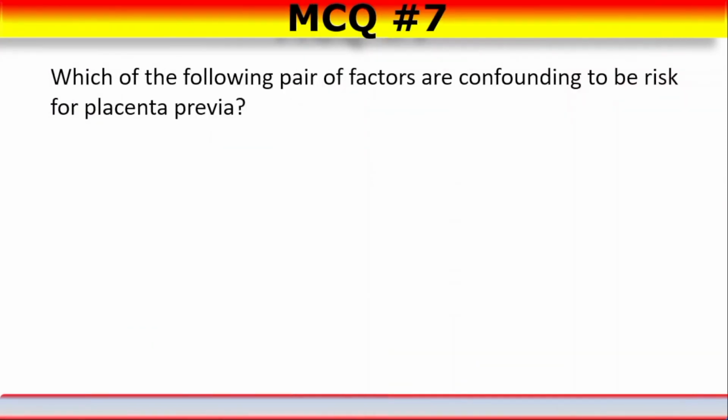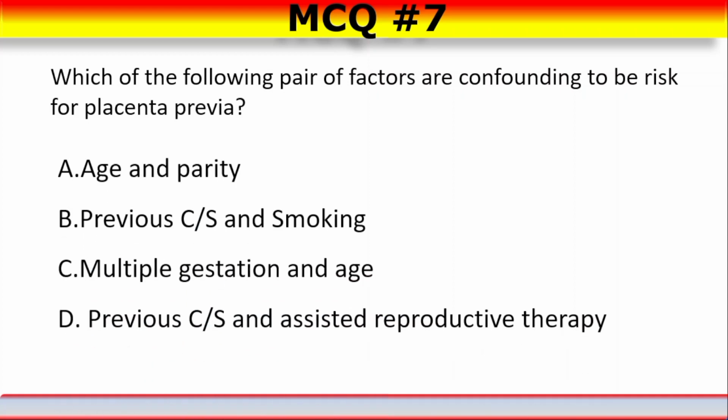Question number 7. Which of the following pair of factors are confounding to be risk factors for placenta previa? A. Age and puberty. B. Previous cesarean section and smoking. C. Multiple gestation and age. D. Previous cesarean section and assisted reproductive therapy.